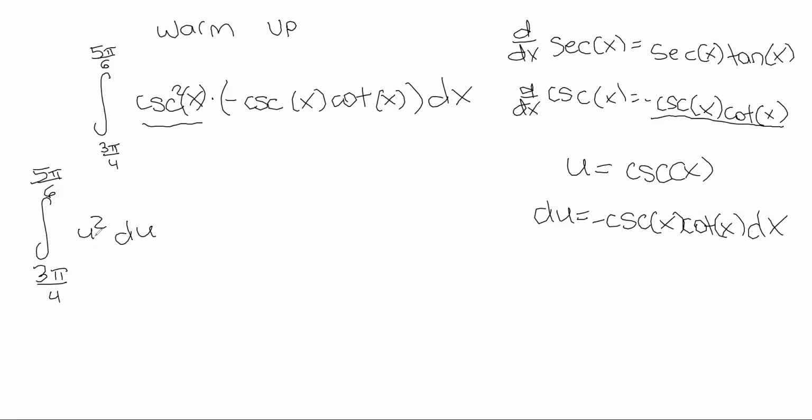So we're going to add 1 to the exponent. We're going to make it u to the third power, but then of course we also have to divide by a 3. So let's go ahead and make this 1/3. Oh, and as soon as we take the antiderivative, we don't have the integral symbol anymore, so it's going to be just brackets. So we have 1/3 u cubed, and then u is cosecant of x. So let's just substitute that back in.